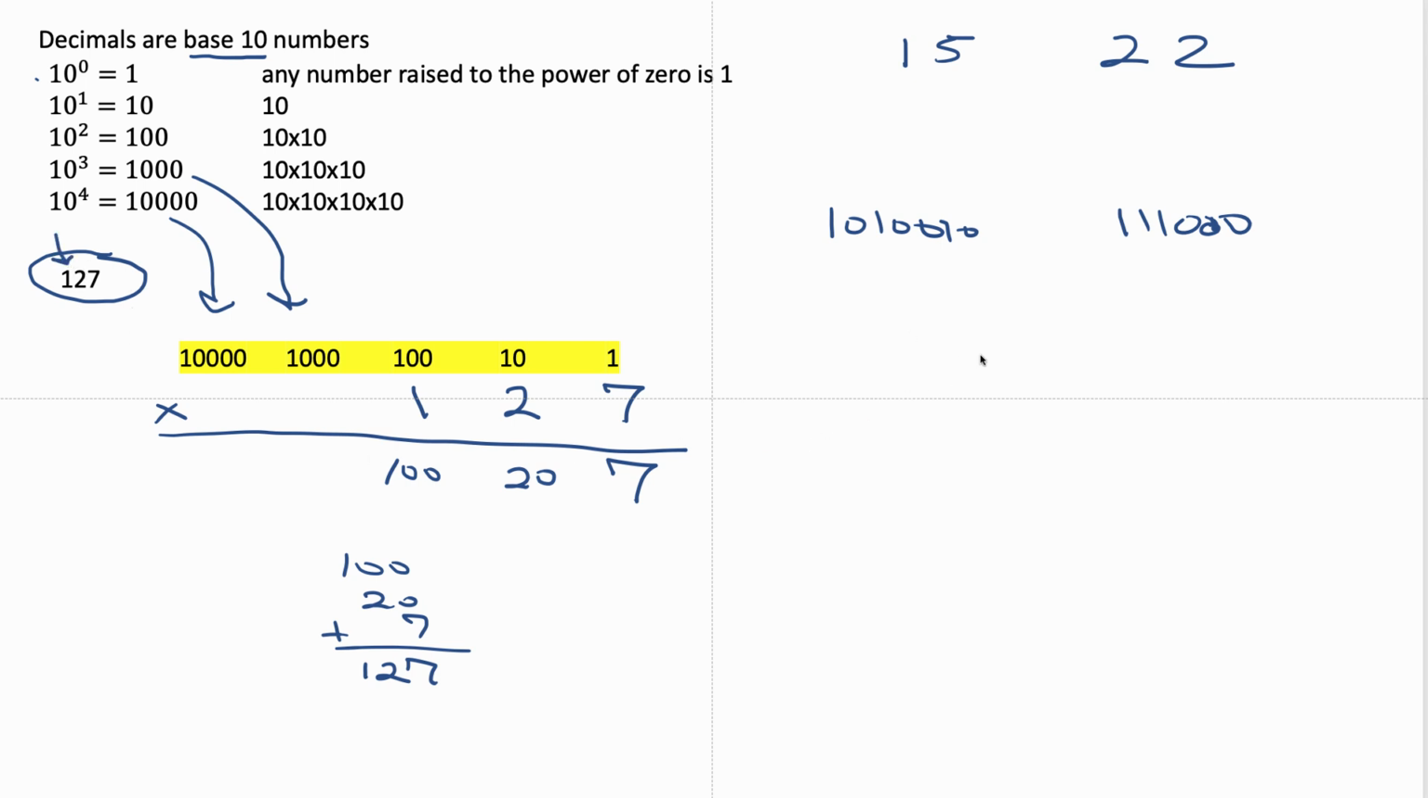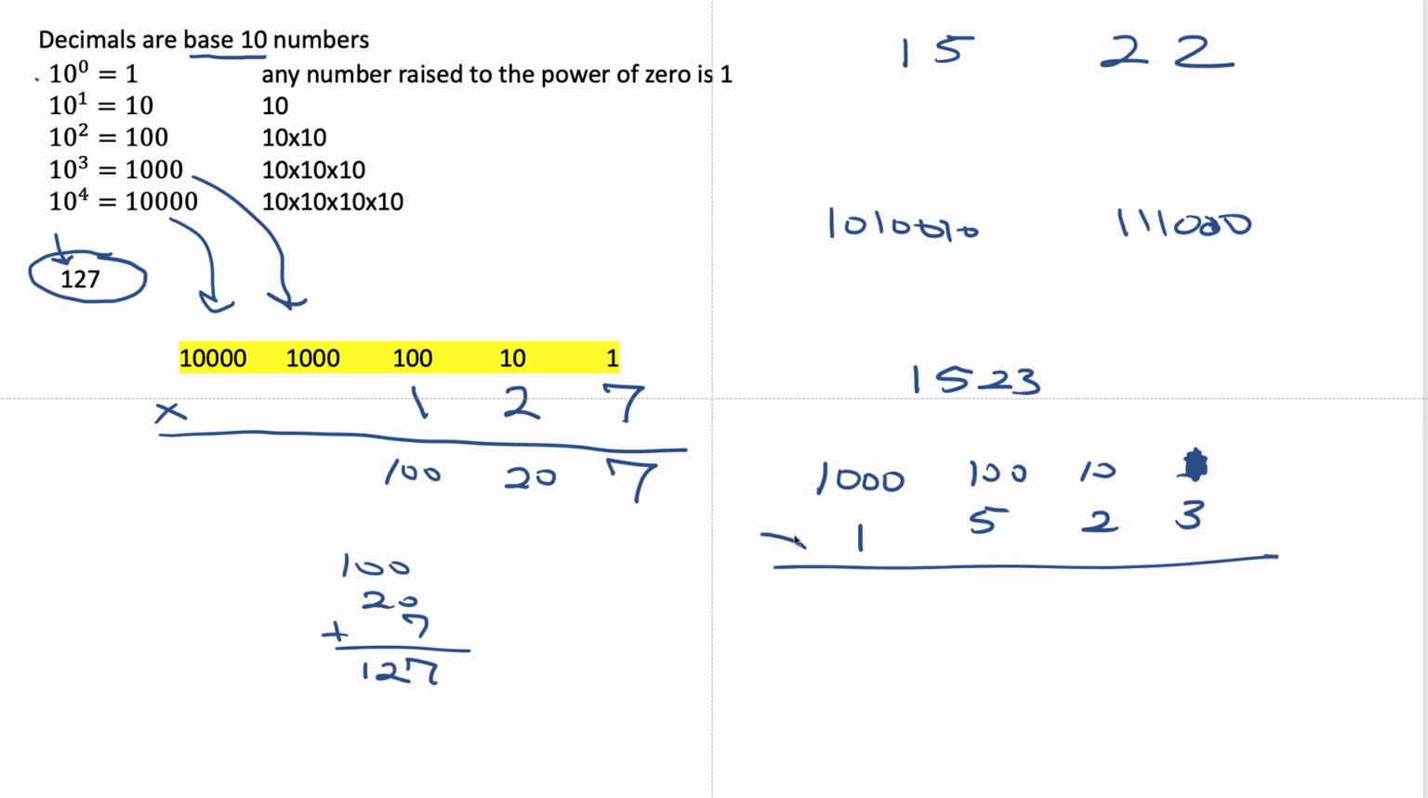And likewise, if you had, say, 1,523, it's 1,000, and you have one of those. In the 100 position, you have 5, in the tens position, you have 2, and in the ones position, sorry, you have 3. You multiply it together, so you have 1,000, 500, 20, and 3, and then you just add it all together, and you get 1,523. So that's a decimal, a base 10 number.